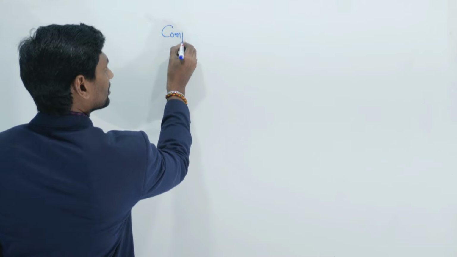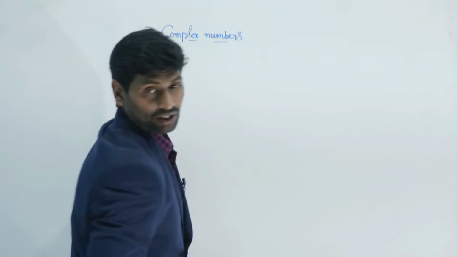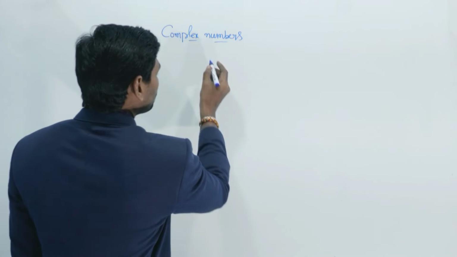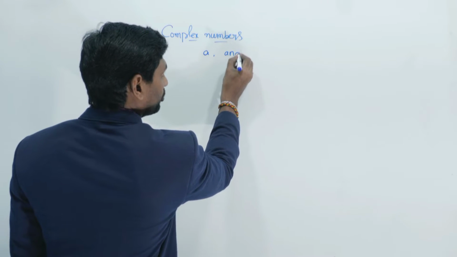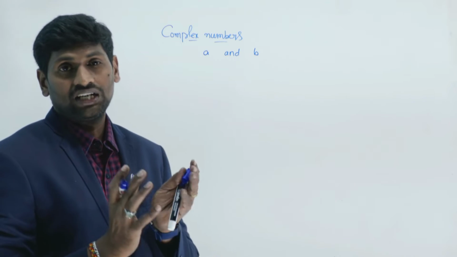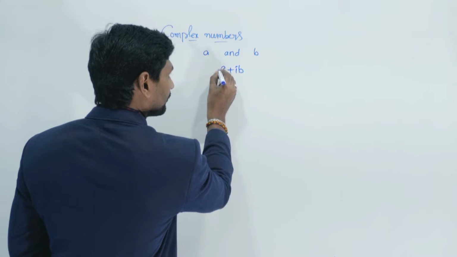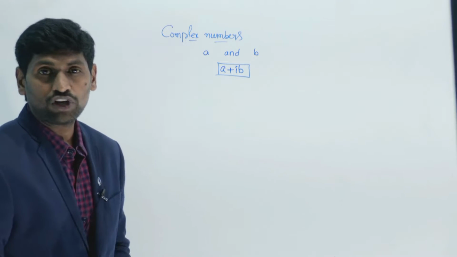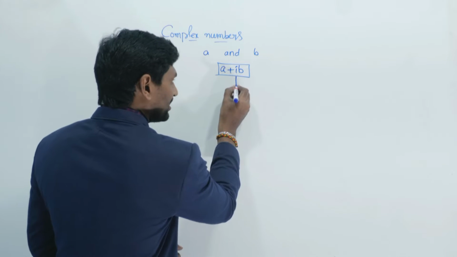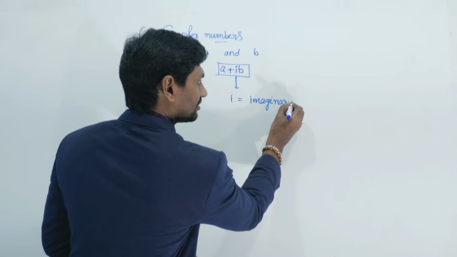What are called complex numbers? If A and B are any two real numbers, they can be expressed in the form of A plus iB. The numbers which are in the form of A plus iB are called complex numbers, where i is nothing but the imaginary number.